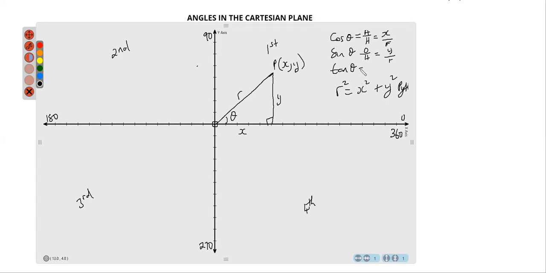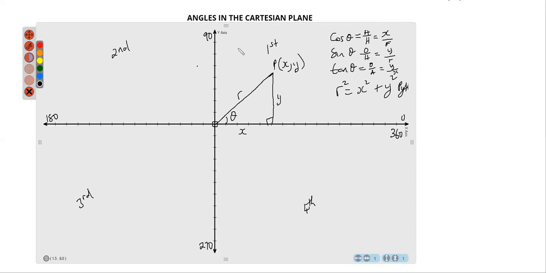Then what about tan theta? It's opposite over adjacent, which is y over x. So those are the trig functions that we know. But now let's understand also that when we move from one quadrant to another, there are changes in the values of our trig functions.